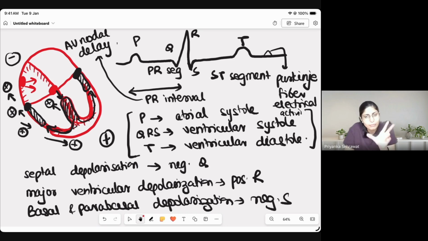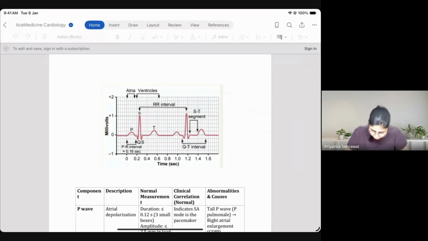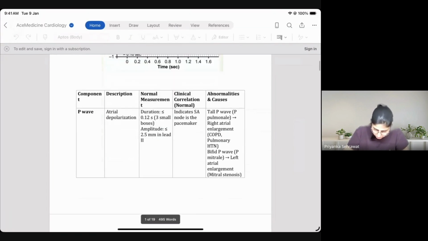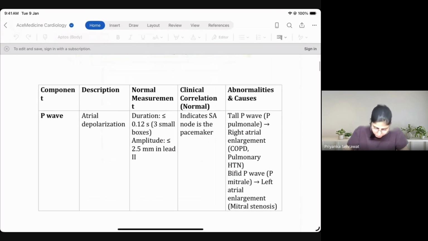So in digoxin effect also, the PR interval gets prolonged. If you give CCBs, PR interval gets prolonged. If you give beta blockers, PR interval gets prolonged because they're all delaying or increasing the delay of the current in the AV node. Okay, got it? So this is the most basic of the ECG that you should know of. Now let's go ahead with our questions, the measurements and everything.